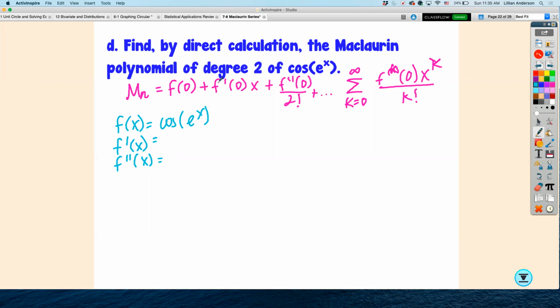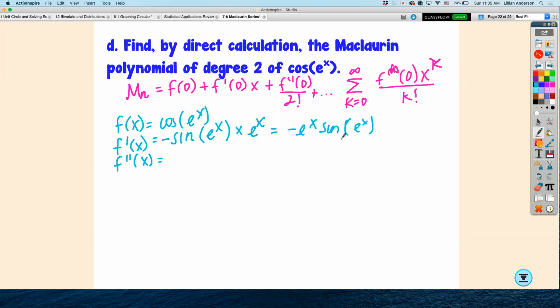So to find the derivative, this is going to apply chain rule. We take the derivative of the outside, which is negative sine with respect to the inside e to the x. And then we multiply by the derivative of the inside, which is nothing but e to the x. So this becomes negative e to the x sine of e to the x.